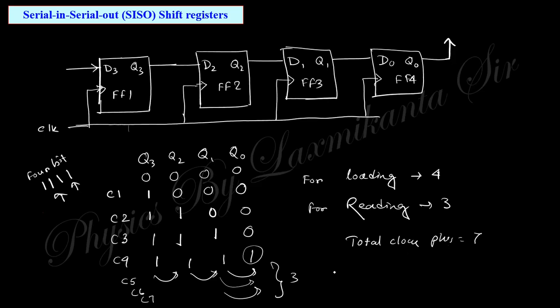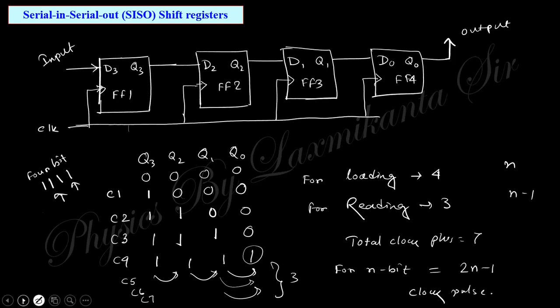For n bit, you can see this is n, this is n minus 1, so their summation will be 2n minus 1. So for n bit you require 2n minus 1 clock pulse. Okay. And here this input and output are taken here. So serially in and serially out. This is the shift register, serial in, serial out.